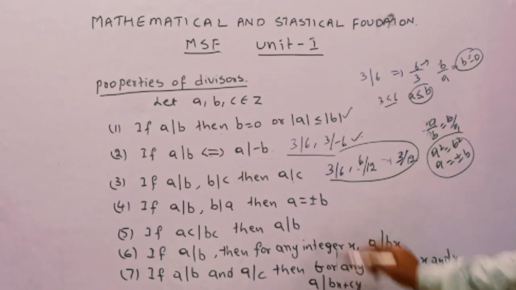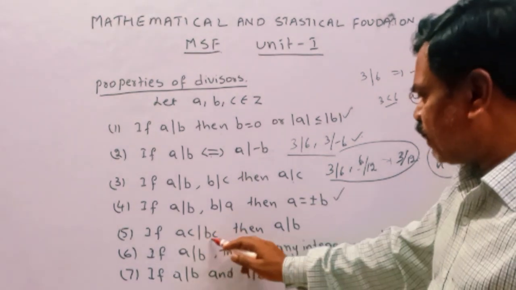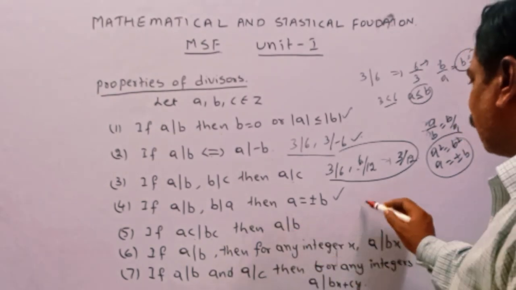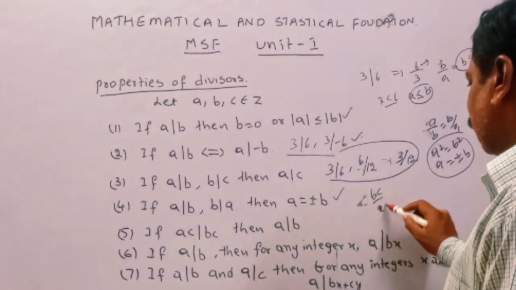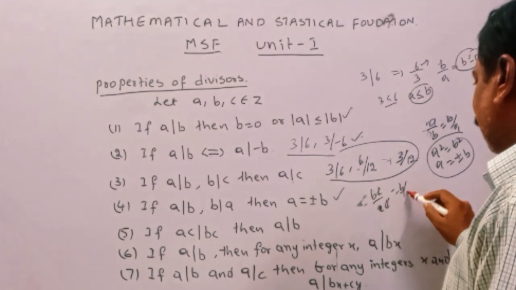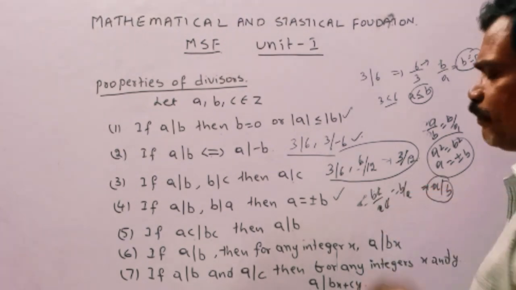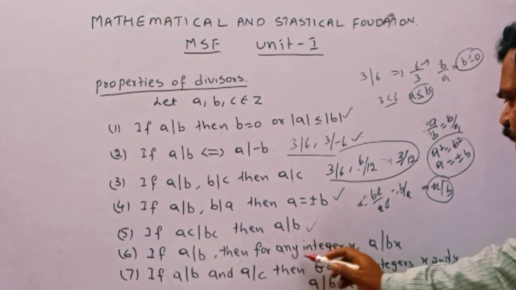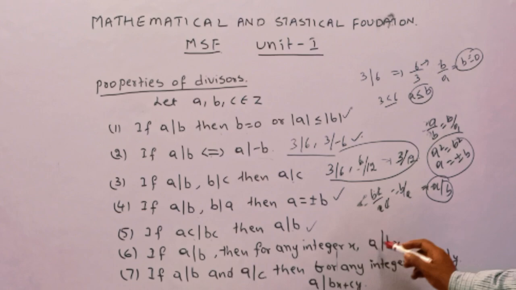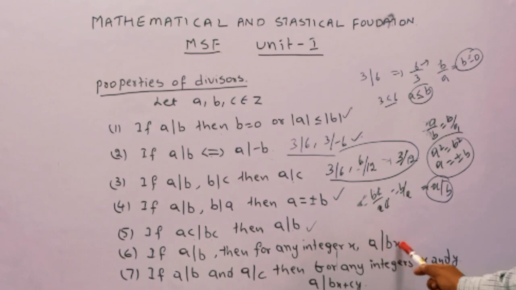Then a is equal to plus or minus b. If ac divides bc, then a divides b. So ac by bc means c cancels, and we get a divides b. If a divides b, then for any integer x, a divides bx.